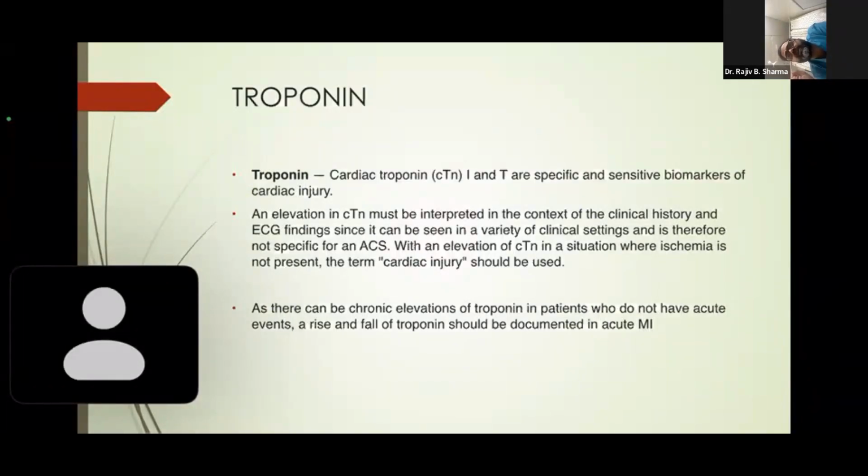So we have to see the clinical context. History is the most important. After history comes the ECG. And then comes the cardiac enzymes. So this is how we approach a patient of chest pain. Any chest pain comes to us, we evaluate the history. History gives us a clue whether the chest pain is typical or atypical. If it's a typical chest pain, then we, of course, do an ECG within 10 minutes of the casualty visit.